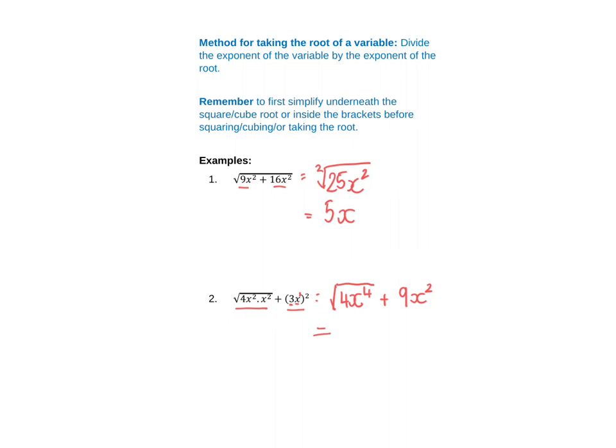So now we can find the root of this term here, and the square root of 4 is 2, and the square root of x to the power of 4 divided by the invisible exponent 2 over here gives you 2, so it's x squared. Plus, and then it gives you 9x squared, stays 9x squared, and now lastly, according to BODMAS, we may add together these like terms. 2x squared plus 9x squared then gives you 11x squared.